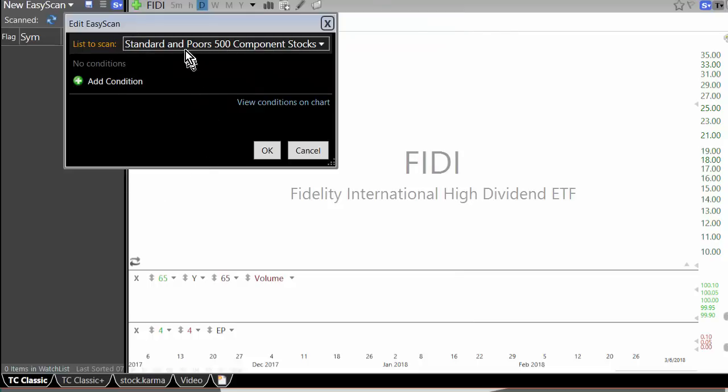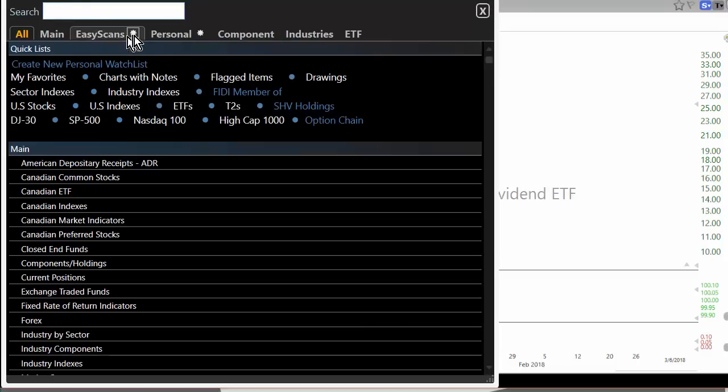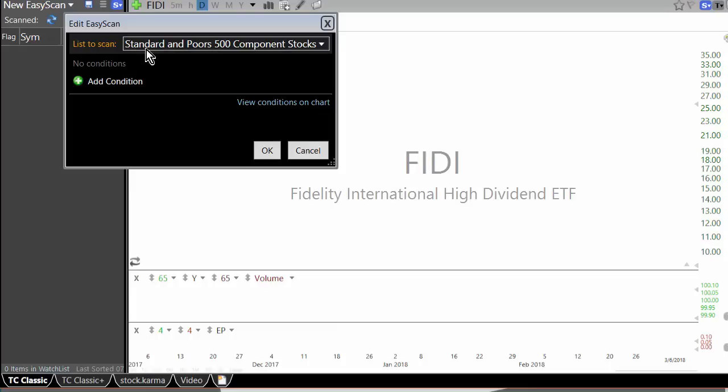In order to set up a scan, you go to this new scan, and once you have this, now list to scan. Obviously we don't want to list S&P. A lot of times people send me messages saying I only get 4 stocks. Obviously you're getting 4 stocks because you are running your scans on S&P.